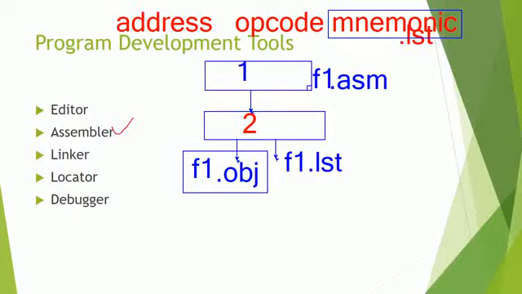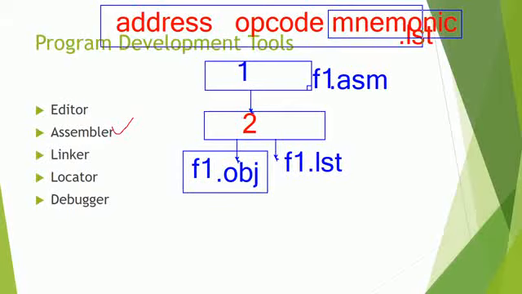But the assembler is the one that converts your mnemonic format program into the address, opcode, and mnemonic format, which is going to be listed out in the .lst file format. Okay. So the .lst file is the one which is listing your program in the address, opcode, mnemonic format. That is the advantage of the .lst file.